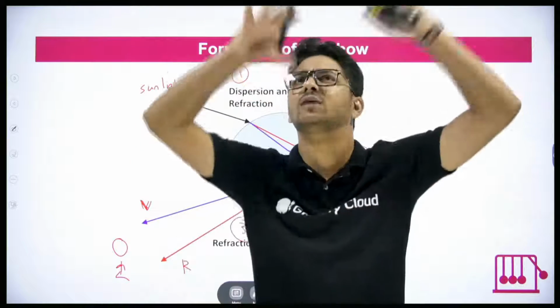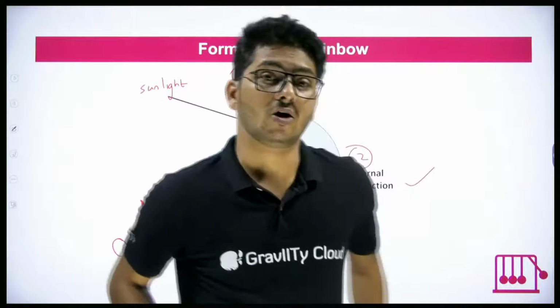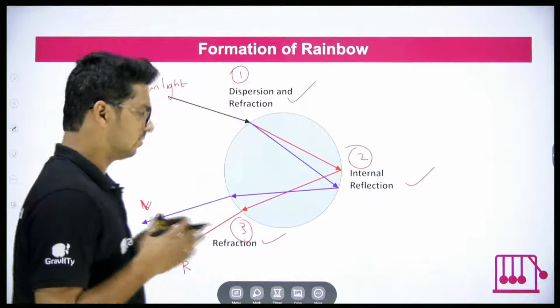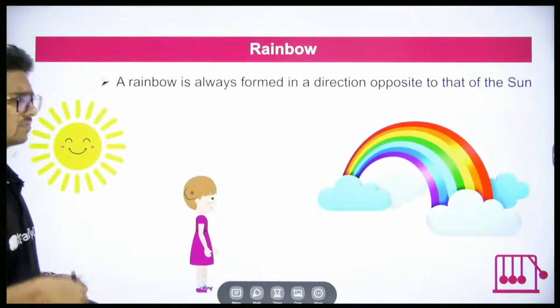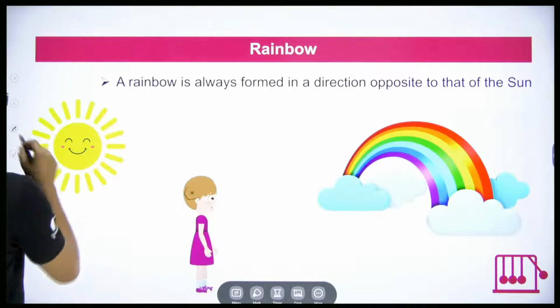But the question is, is 1 drop enough to form a rainbow? Imagine the size of a rainbow. Rainbow is big. A drop is very small. So is 1 drop enough to form a rainbow? That's the question. We'll discuss it later on. Okay. Just keep it aside.